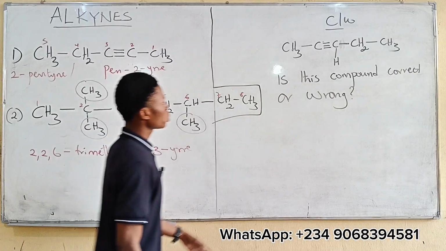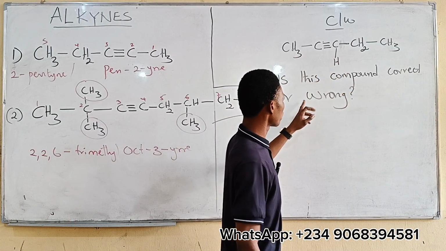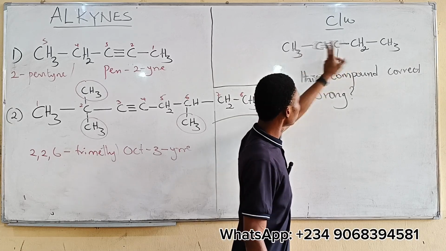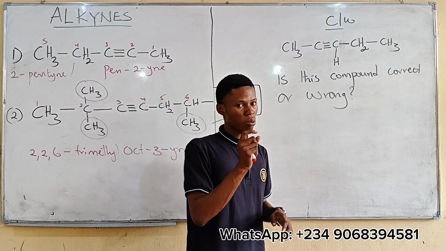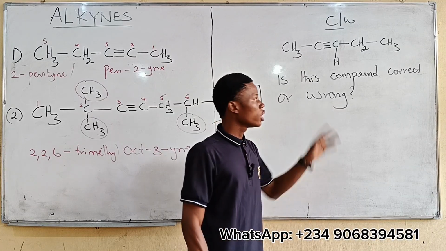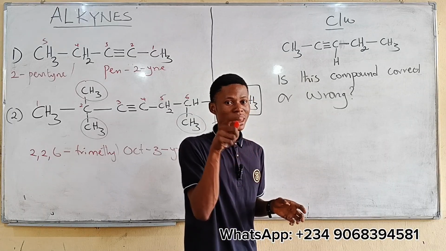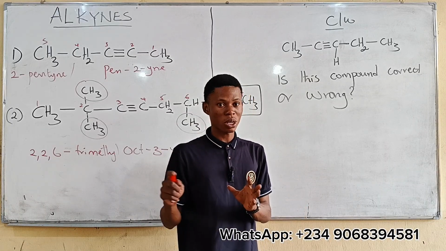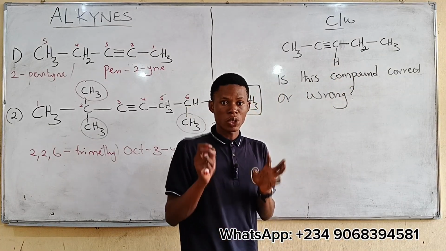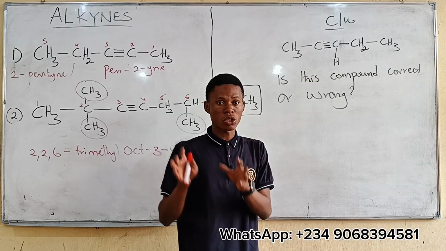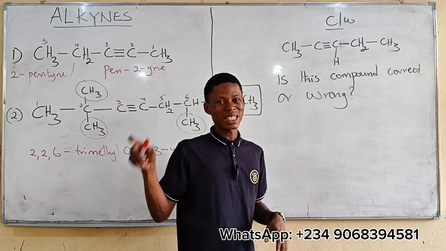All right, now this is your classwork. What you have to do for me first of all is to check whether this compound is correct or wrong. Look at this compound on the board here. If it is correct, drop it in the comment section and name it. If it is wrong, look at it very well, and tell me in the comment section why it is wrong. Let me see people that are thinking very fast now. Look at this compound very well. Tell me if it's correct. If it's correct, drop it in the comment section, and name it. If it is wrong, tell me it is wrong and tell me why it is wrong.